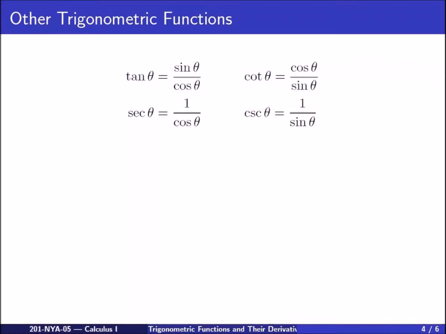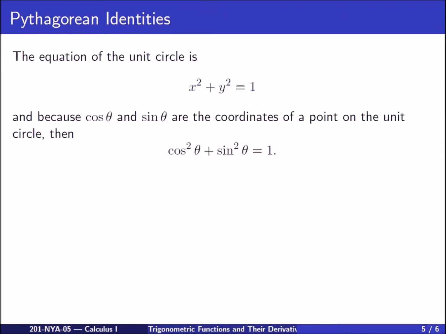Once we've defined tangent to be sine over cosine, we can also define other functions. For example, cotangent is defined as cosine over sine, secant is 1 over cosine, and cosecant is 1 over sine. We can also derive some equalities that are true for these trigonometric functions. For example, recall that the equation of a unit circle is x squared plus y squared equals 1. This equation is obtained by applying the Pythagorean theorem. I won't explain why, but that's how it's obtained.